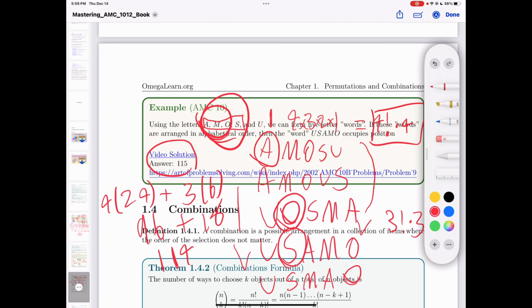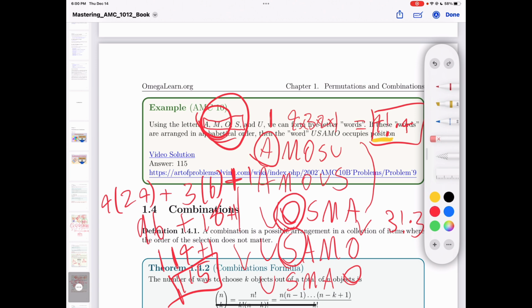But the solution is 115. Oh, it's asking for the position, not the number of things before it, so I guess we also have to add 1. That makes a lot of sense.